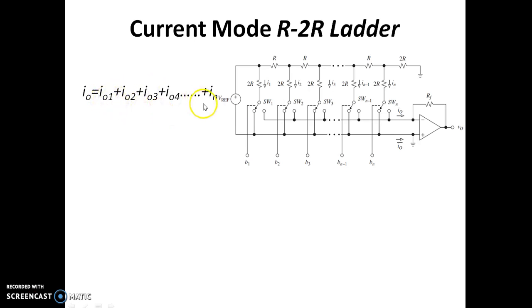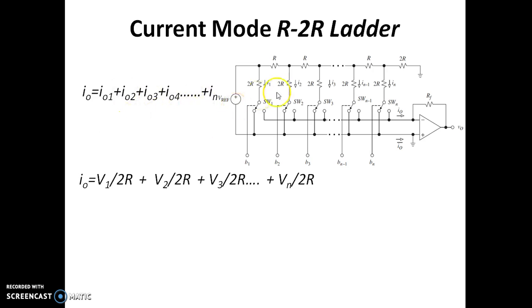This is possible when that bit position is 1. So I0 is equal to I01 when the first bit is 1, I02 when the second bit is 1. Likewise, this I0 will be getting the currents I1, I2, I3. So we can write it as I1, I2, I3, or I01, I02, I03.